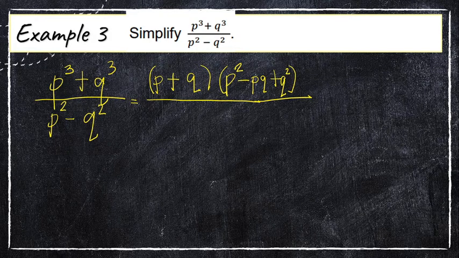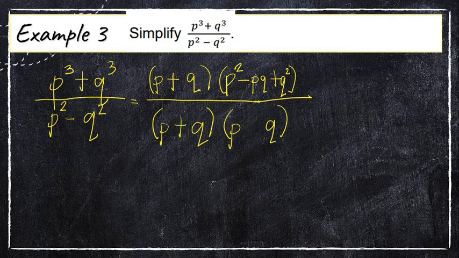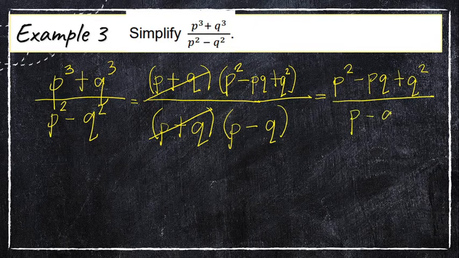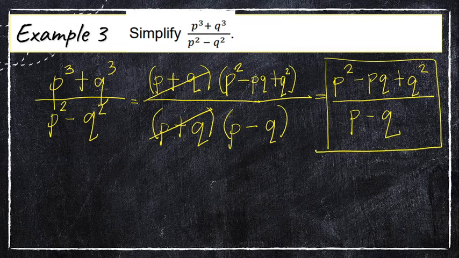Next, for p squared minus q squared, since this is a difference of two squares, we're going to get the square root of p squared and q squared, which is p and q. And then, write positive and negative. Now, cancel the common factors, pq, and rewrite the remaining terms. P squared minus pq plus q squared over p minus q. And this is the simplest form of p cubed plus q cubed over p squared minus q squared.